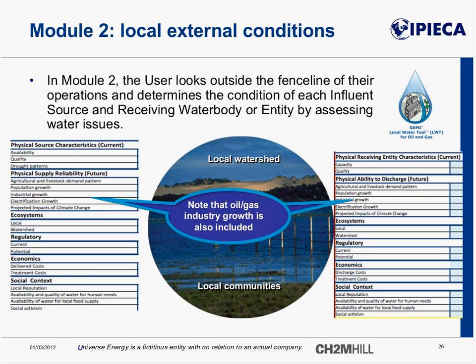And so working with these 45 companies, we went through and identified all the potential stresses, impacts and risks that a company might find at a given site. And we categorized them into 6 main categories: physical source characteristics, physical supply reliability, ecosystems, regulatory, economics, and social context. And then within those, individual risks were defined.